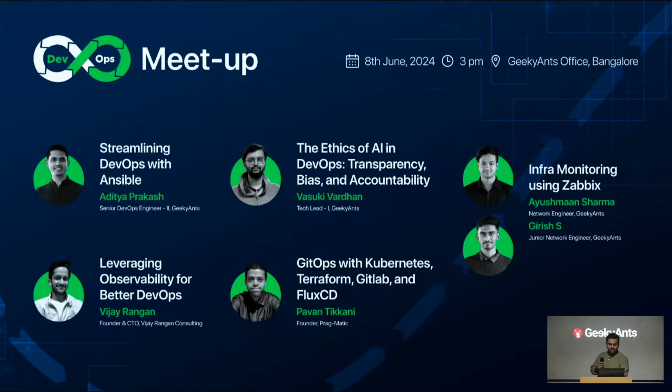Now let's see who we are gonna see here on stage today. We have Aditya Prakash, senior DevOps engineer level 2 at GeekyAnts. Then we have Vasuki Vardhan, tech lead 1 at GeekyAnts. Then we have Vijay Rangan, who is founder and CTO of Vijay Rangan Consulting. And then we have Pavan Tikkani, founder of Prag-Matic. Then at the end we have Ayushman and Girish. They will be pairing up to showcase how infrastructure monitoring is done using Zabbix.